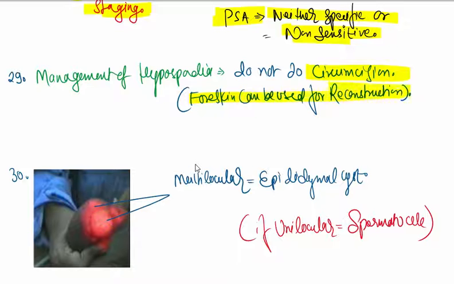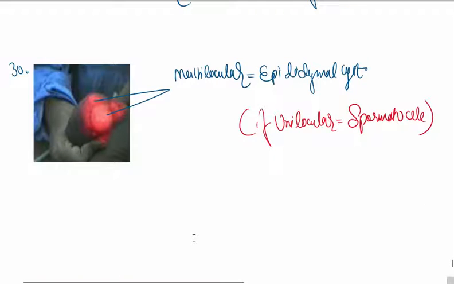So what is this? Next and last image. Here a multilocular cyst is shown on trans-illumination of the scrotum. So this is an epididymal cyst, but if on trans-illumination only a unilocular cyst is seen, that is a spermatocele. So multilocular is epididymal cyst, unilocular is spermatocele.